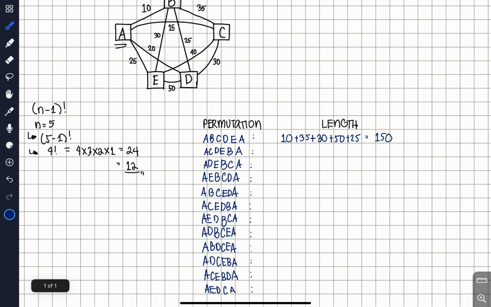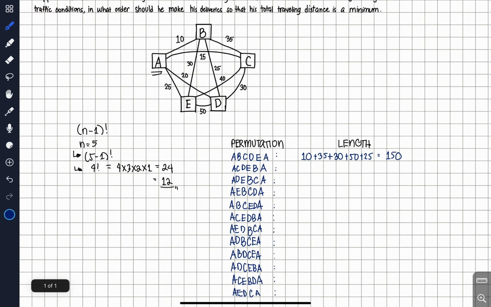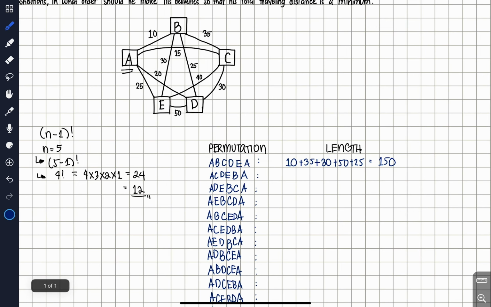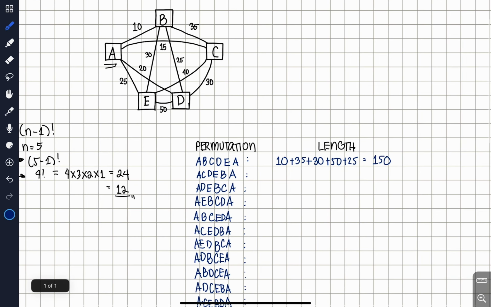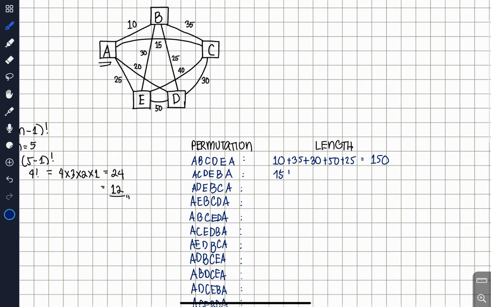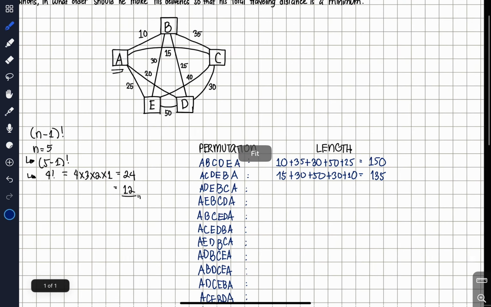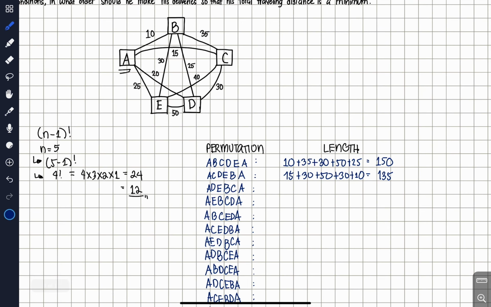This applies to all the Hamilton circuits. We just find their respective lengths in accordance with the arrangement of the vertices. So let's repeat the same process. A to C is 15 plus 30 plus 50 plus 30 plus 10, which is equal to 135. So just repeat the same process for all. We'll just write down the lengths.